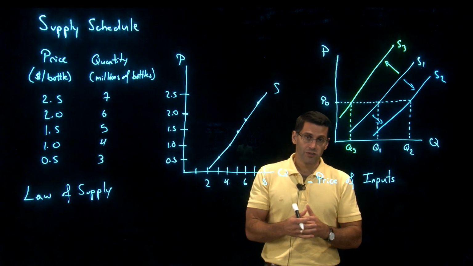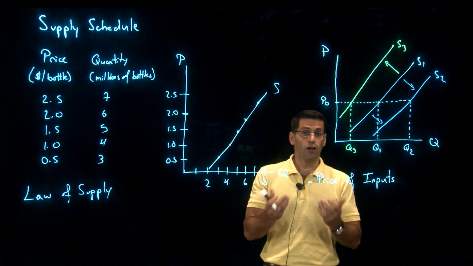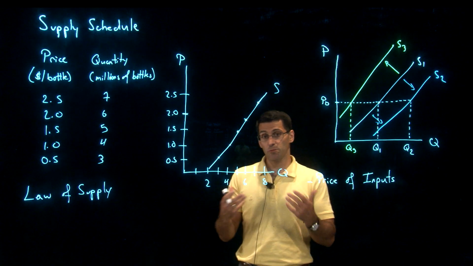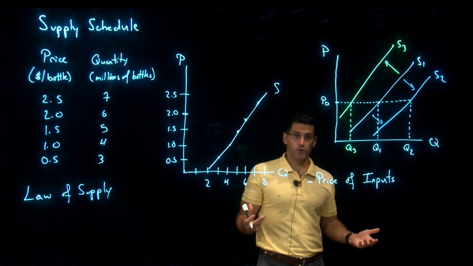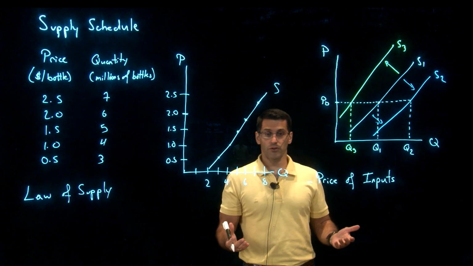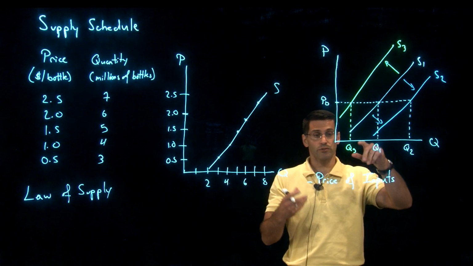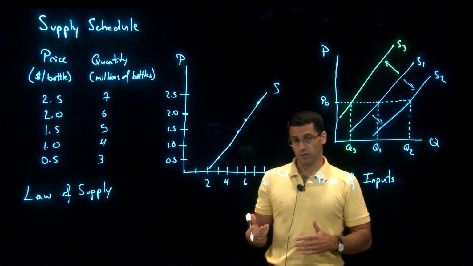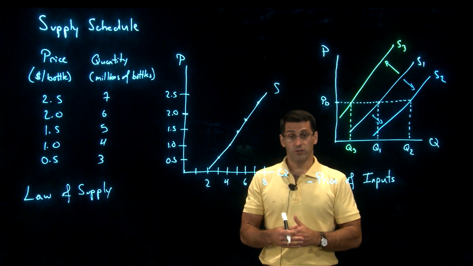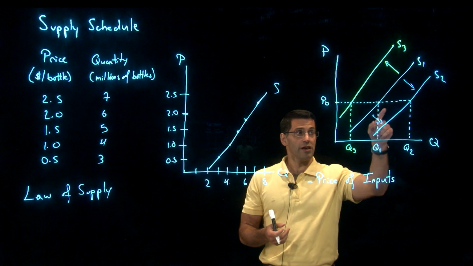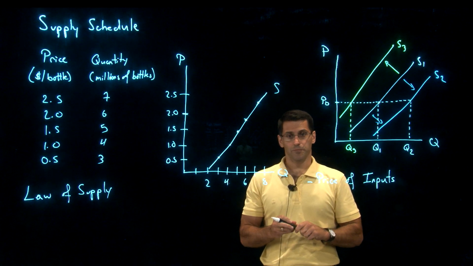Now, what happens if the price of your inputs falls? Well, that's going to make it cheaper for you as a producer to make more of your good. And so that'll shift your supply curve out. You'll increase supply. Conversely, if the price of inputs goes up, then that would decrease supply.